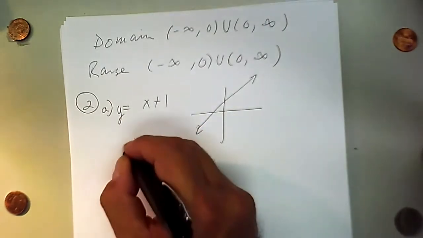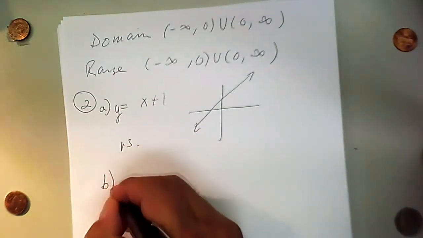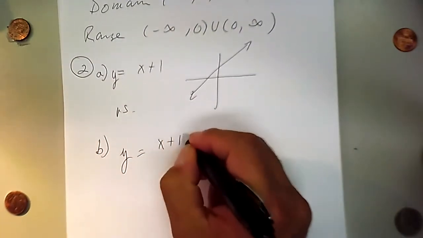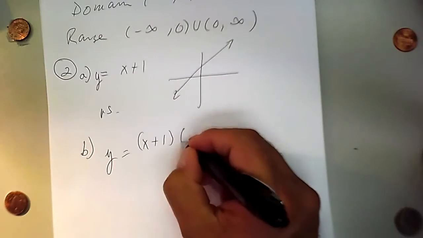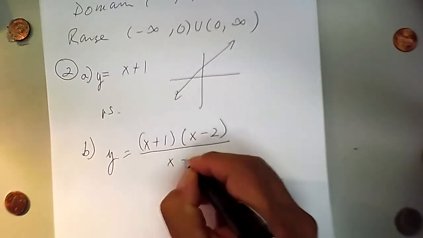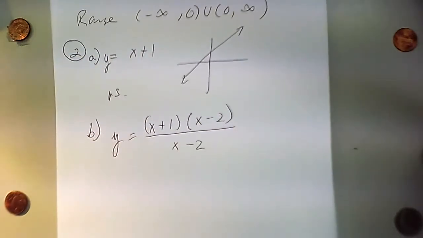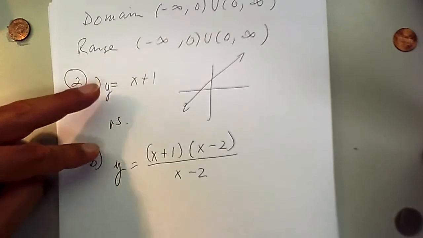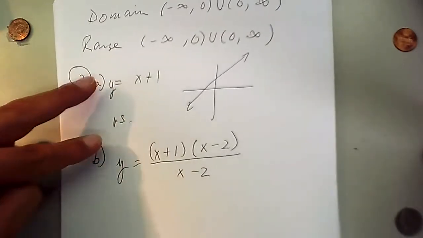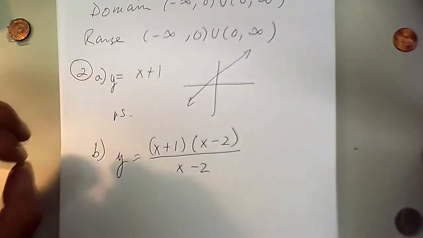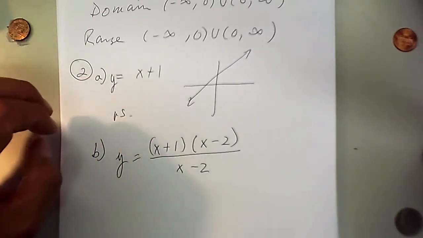Compare that with b: y equals x plus 1 times x minus 2 over x minus 2. Those two are not the same function. They're not going to produce exactly the same graph. And we want to make sure we get this out of the way right away.